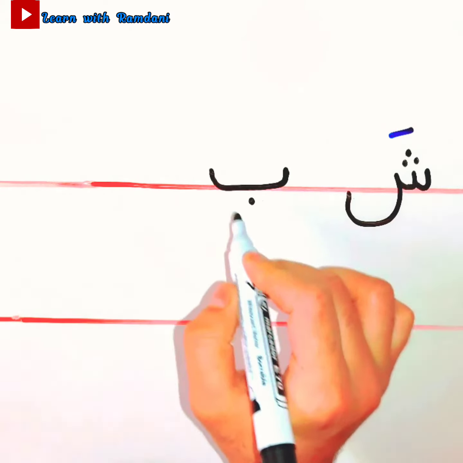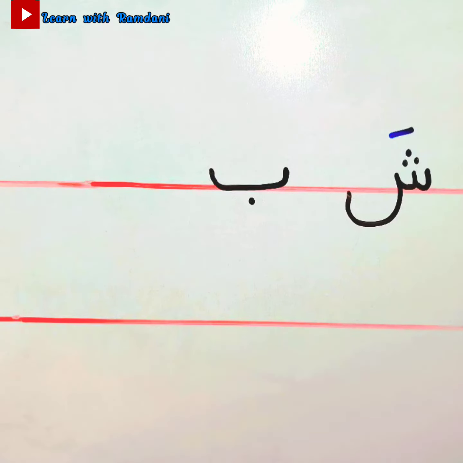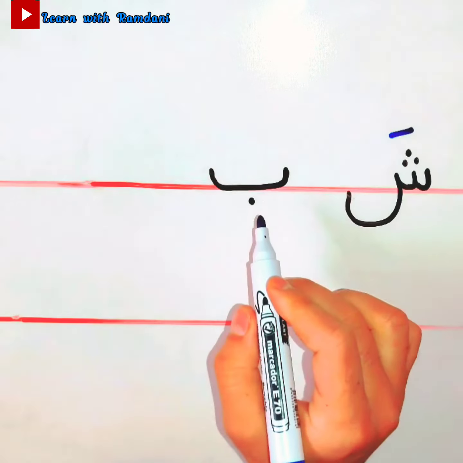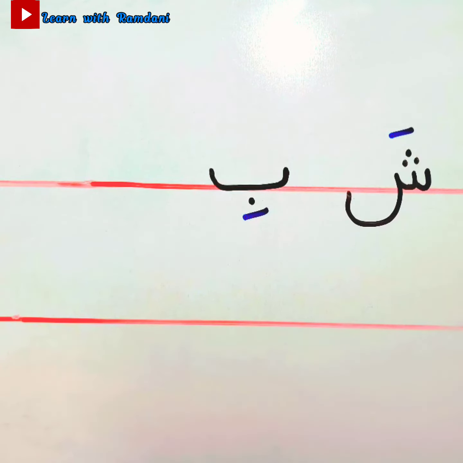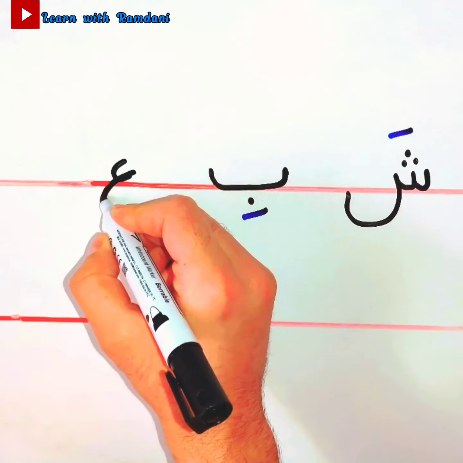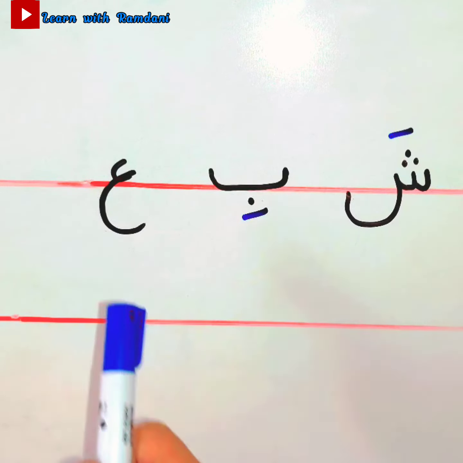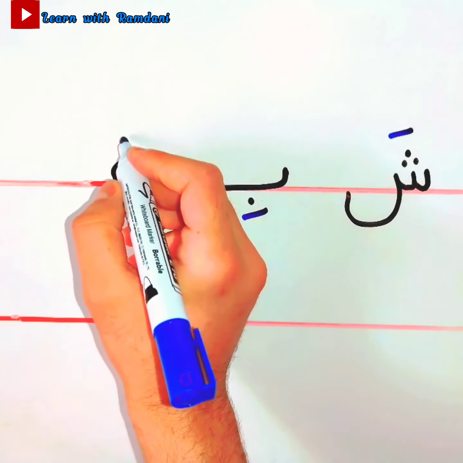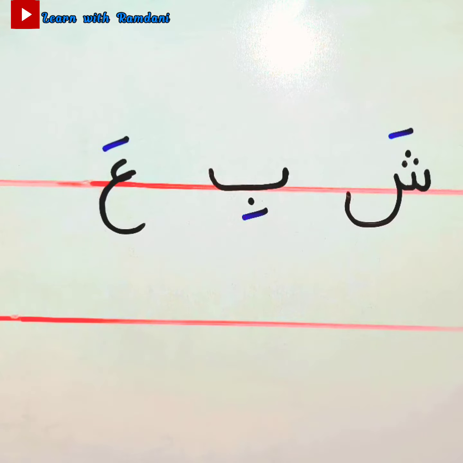What do we call this letter in Arabic? The letter Ba. Very good job. We put Kasra. B. B. And then this is the letter Ain. Very good job. We put Fatha. Ow. Ow. Excellent. Now let's try to connect those letters together.